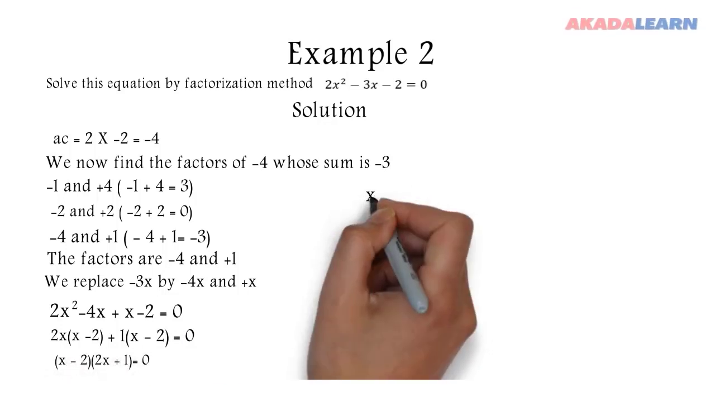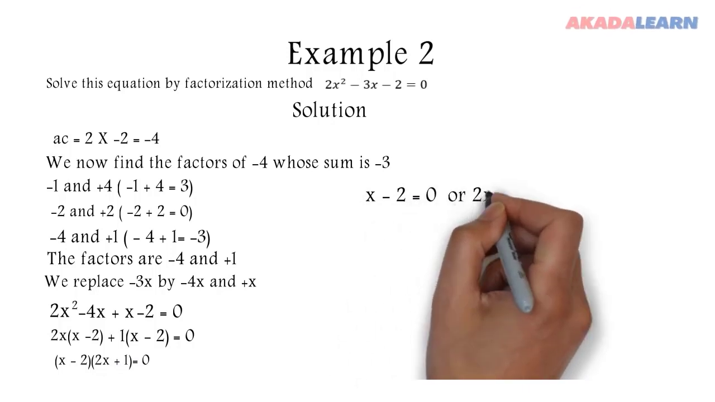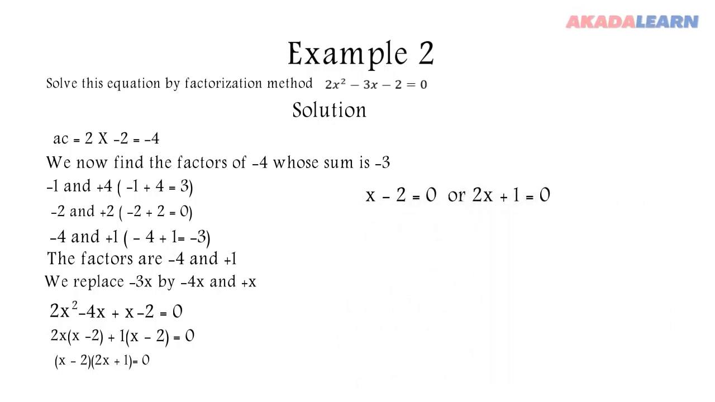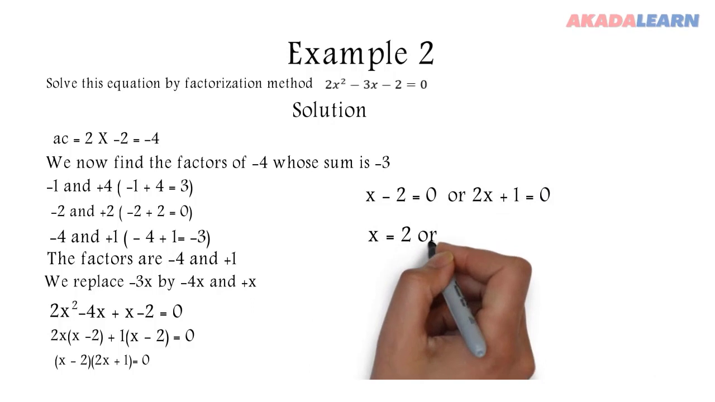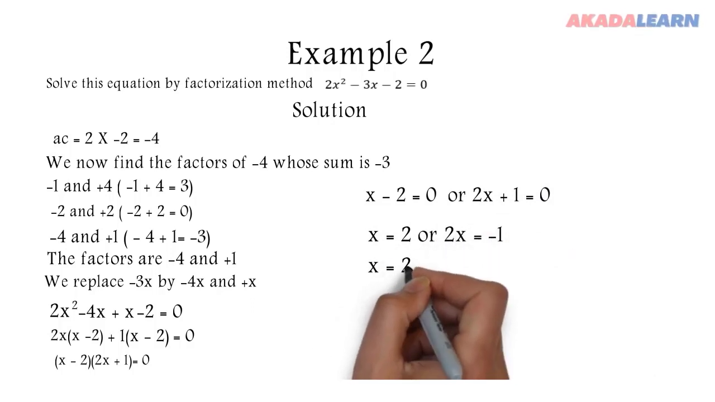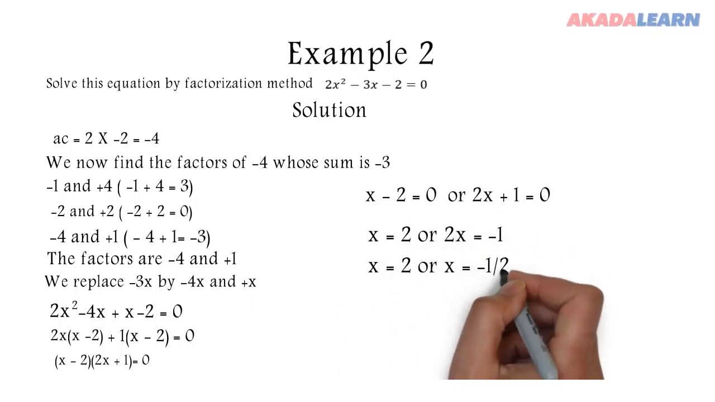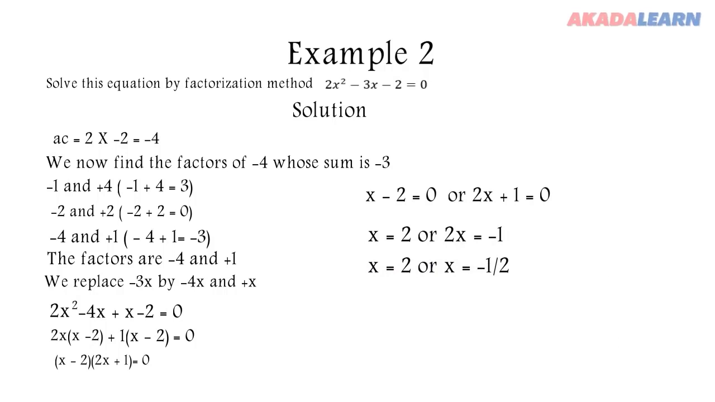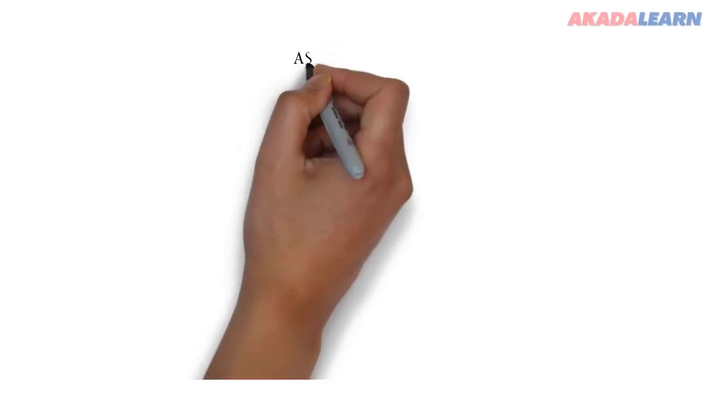So x minus 2 equals 0, or 2x plus 1 equals 0. If we add 2 to both sides, we have x is 2. We subtract 1 from both sides, 2x equals minus 1. Divide both sides by 2. So we have our values of x right there.